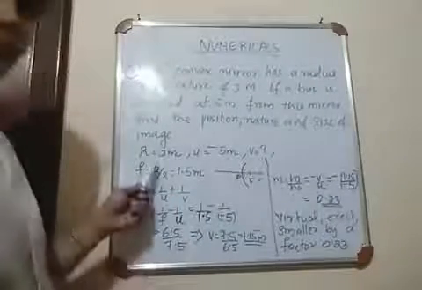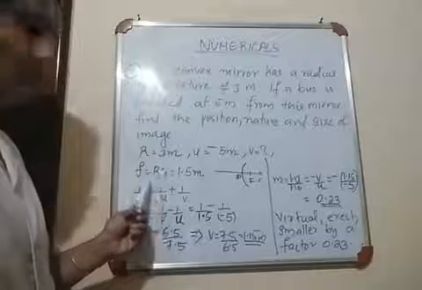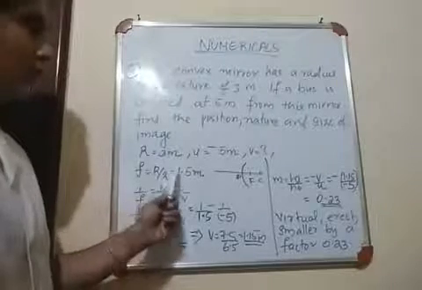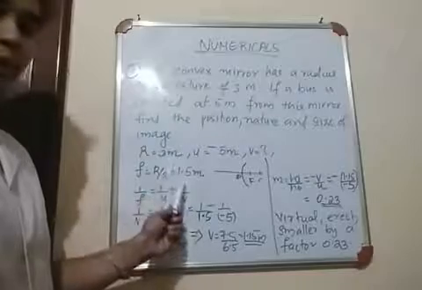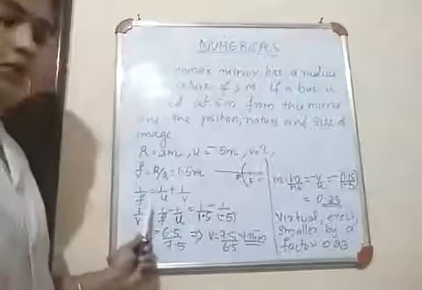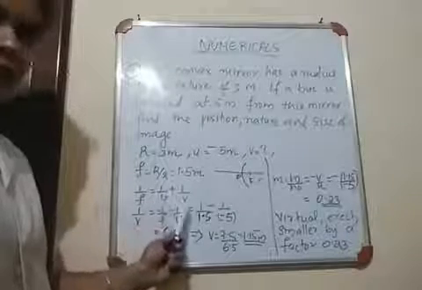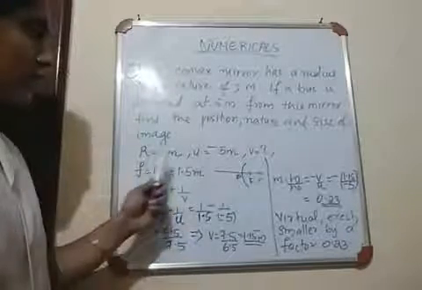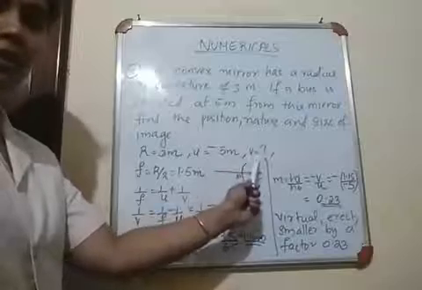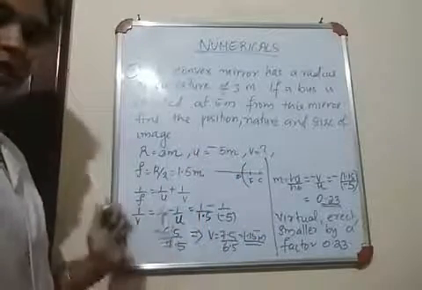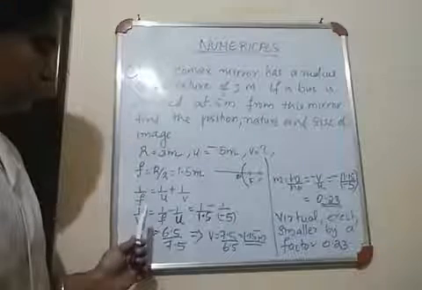If radius of curvature is given, you can easily find out focal length. Focal length is r by 2. We have studied this relation. So 3 by 2 is 1.5 meter. Then use our mirror formula, 1 by f is equal to 1 by u plus 1 by v. Because focal length is given, u is given, you need to find out v. So which is the equation relating u, v and f? This is our mirror formula. So we have to use this formula.